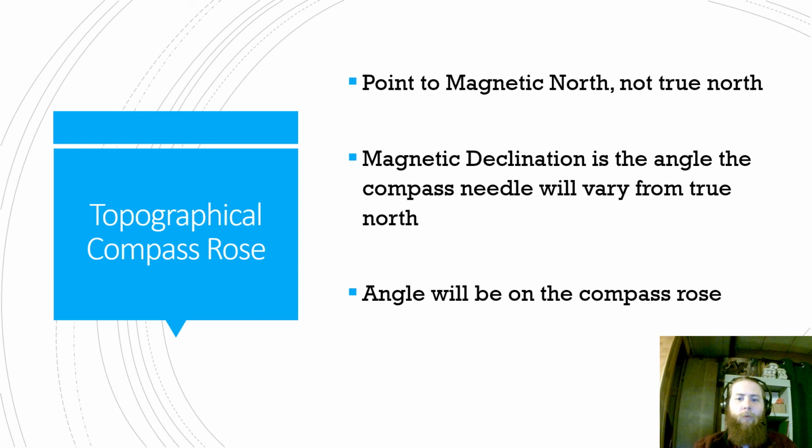And this angle will be located on your compass rose, so you can find it there if you ever need to figure out what the magnetic declination of something is. You won't for the scope of this class, but if you ever wanted to when you were using one, you would know how to find it.